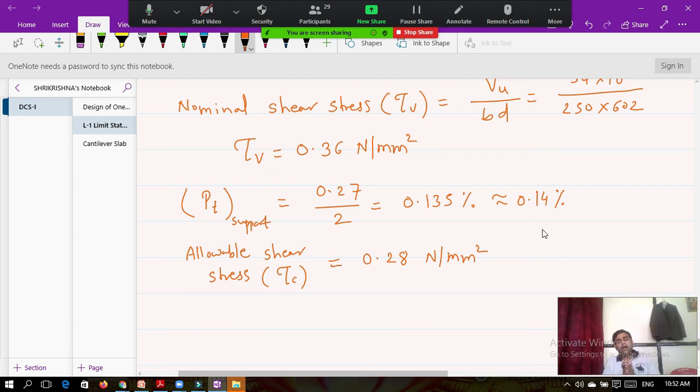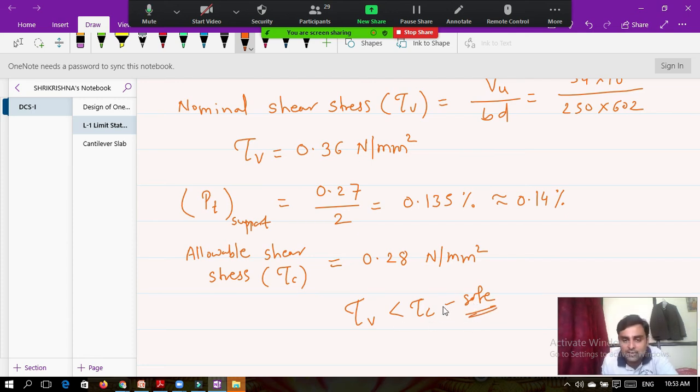बघा आतापर्यंत काय होत होतं, you have solved the slab problems up till now. In all the problems, this tau c value is greater than this tau v value. In all the problems which we have solved up till now, the allowable shear stress that you calculated is always greater than the nominal shear stress, the shear stress developed in the structure. So we are always directly writing that tau v is less than tau c, hence it is safe. This is what we always write in the case of slab.